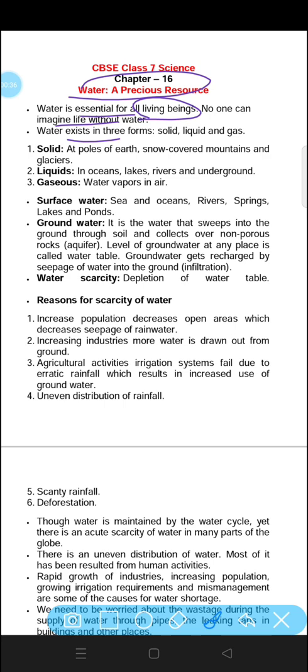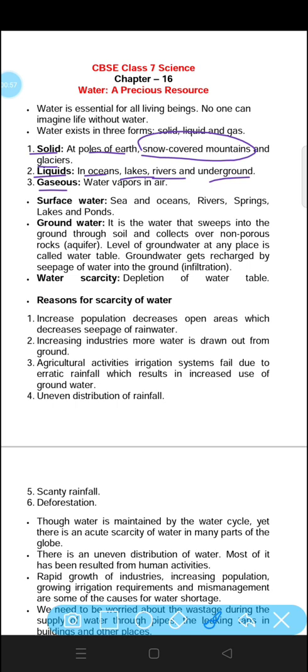Water exists in three forms. The three forms of water are solid, liquid and gaseous. Solid water is found at the poles of the earth, in snow-covered mountains and in glaciers. They all contain water in solid form. Liquid water is in oceans, lakes, rivers and underground. And in the gaseous state, water vapor is in the air. These are all the different states of water.